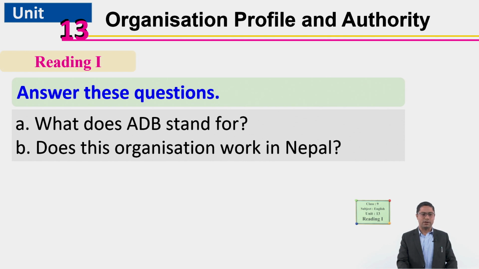Now, we will deal with reading 1. Before we enter into the text, you have 2 questions there. You need to answer them. Look at the first one. The first question is, what does ADB stand for? Do you know? Very good. It stands for Asian Development Bank. Now, the second question. What is the question? Does this organization work in Nepal? Very good. It works. For example, Melamchi Water Supply Project. You might have heard the name.